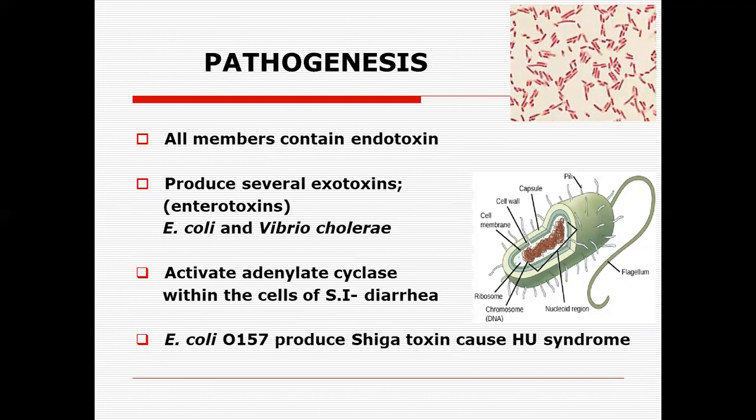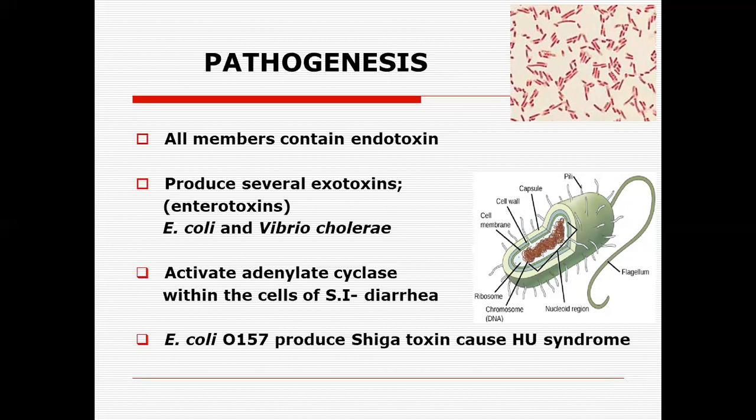Now, apart from the endotoxins, they produce several exotoxins. The exotoxins produced by members of the family Enterobacteriaceae are referred to as enterotoxins. The Escherichia coli toxin acts like the Shigella toxin. The Vibrio cholerae toxin, which we call choleragen, is also an exotoxin. So members produce exotoxins as well as endotoxins. These enterotoxins act by activating adenylyl cyclase within the cells of the small intestine, leading to diarrhea.